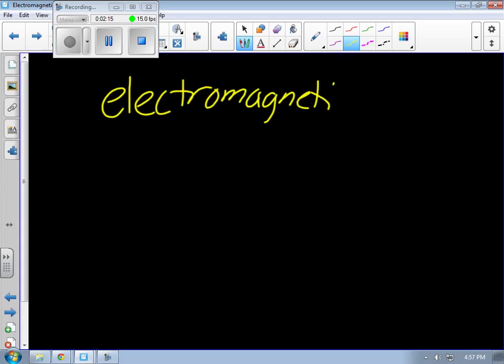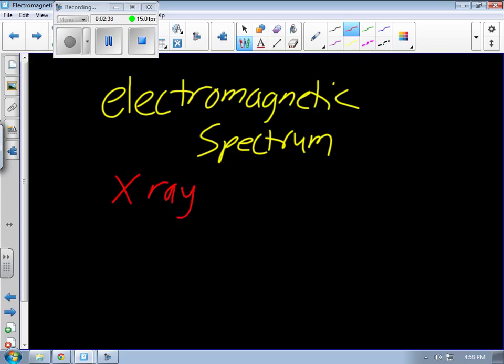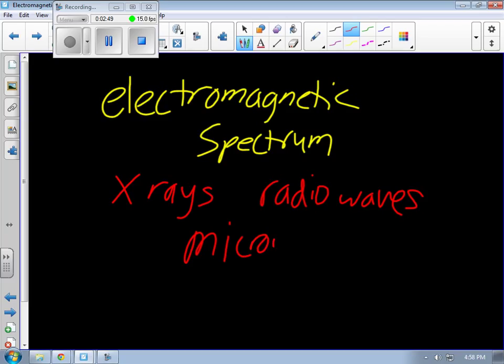Electromagnetic spectrum. Man, that's a long word. So within this spectrum are all the kinds of electromagnetic waves that we know. And some of these may sound very familiar to you. Things like X-rays, radio waves, or how about microwaves? Yes, indeed. These are all on the electromagnetic spectrum.